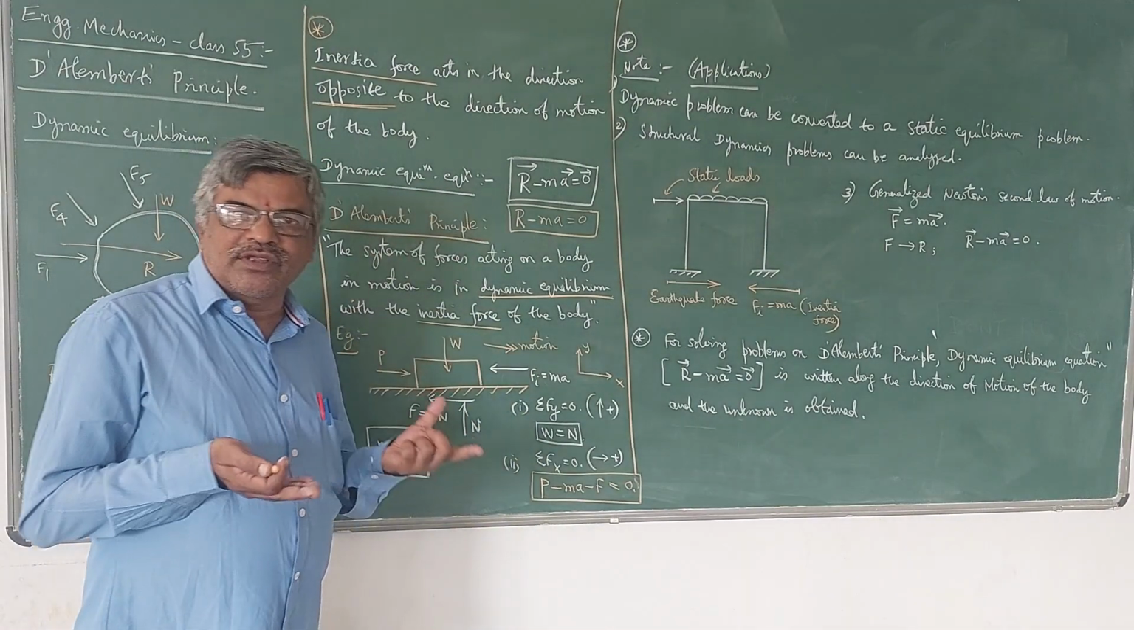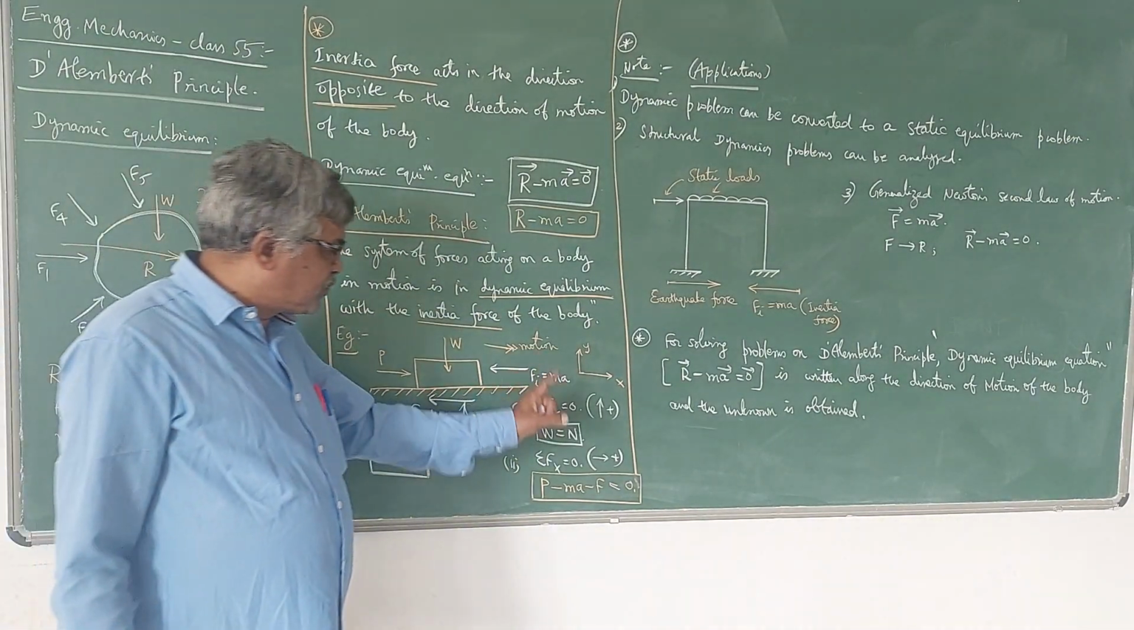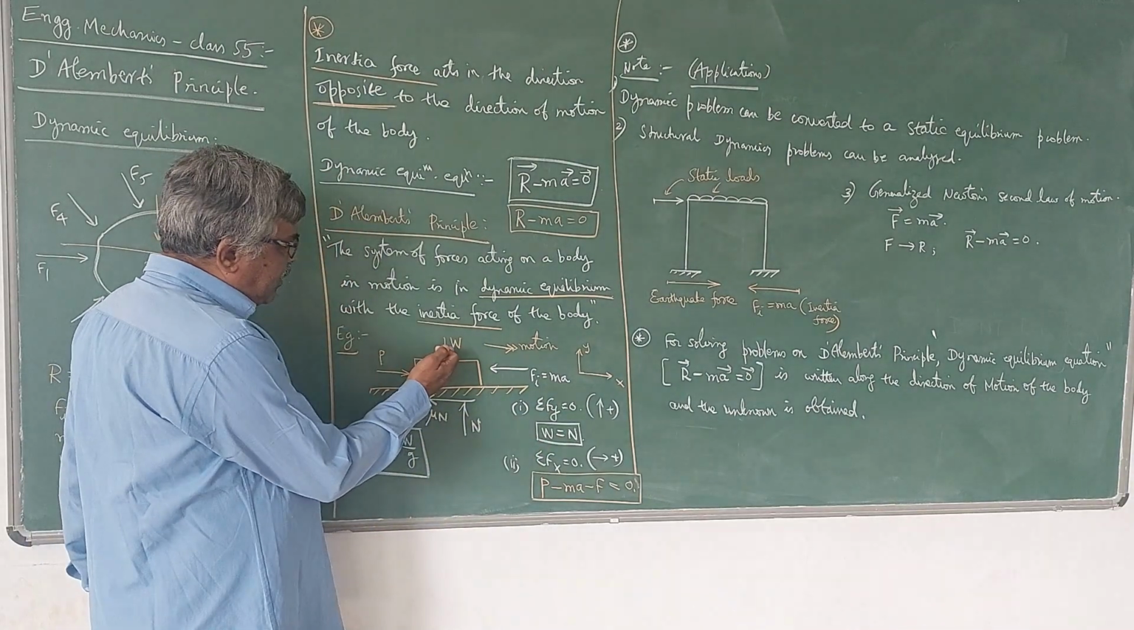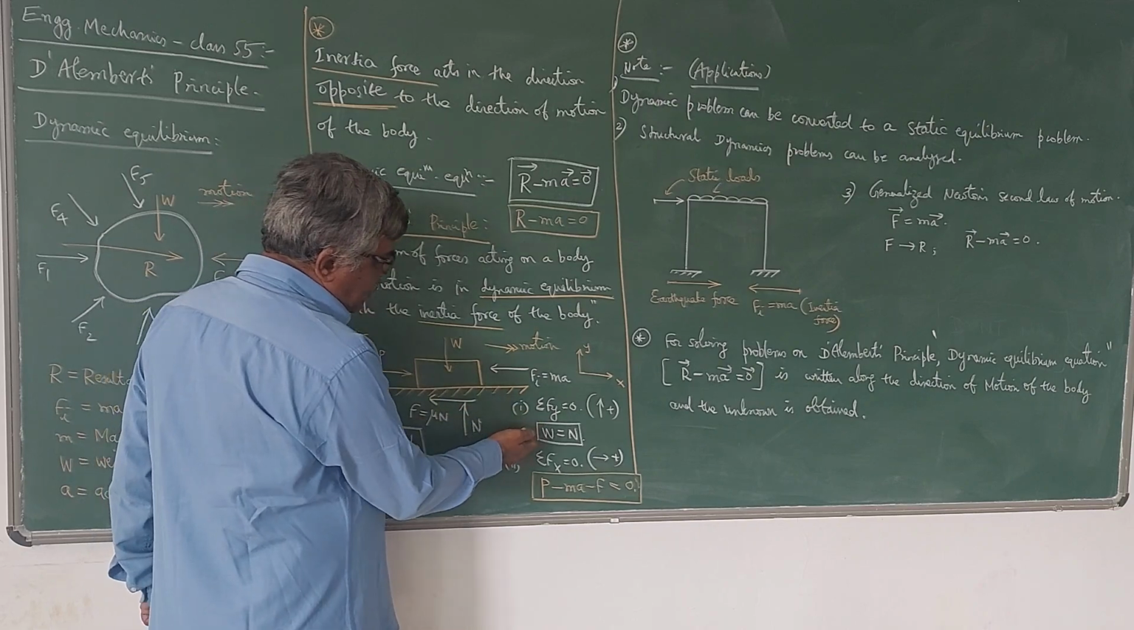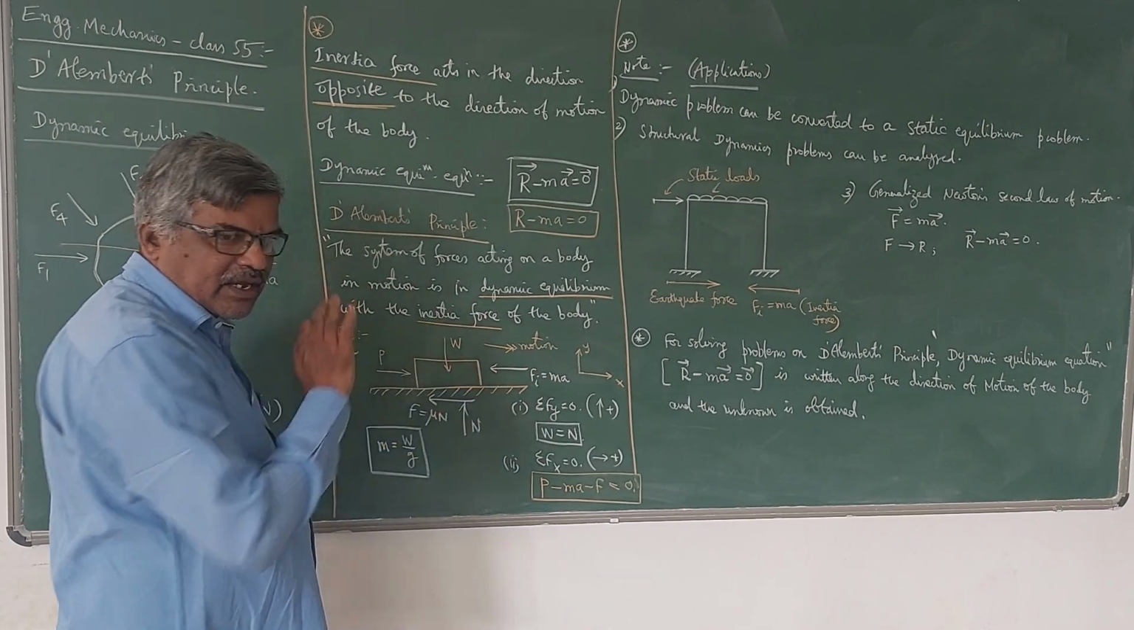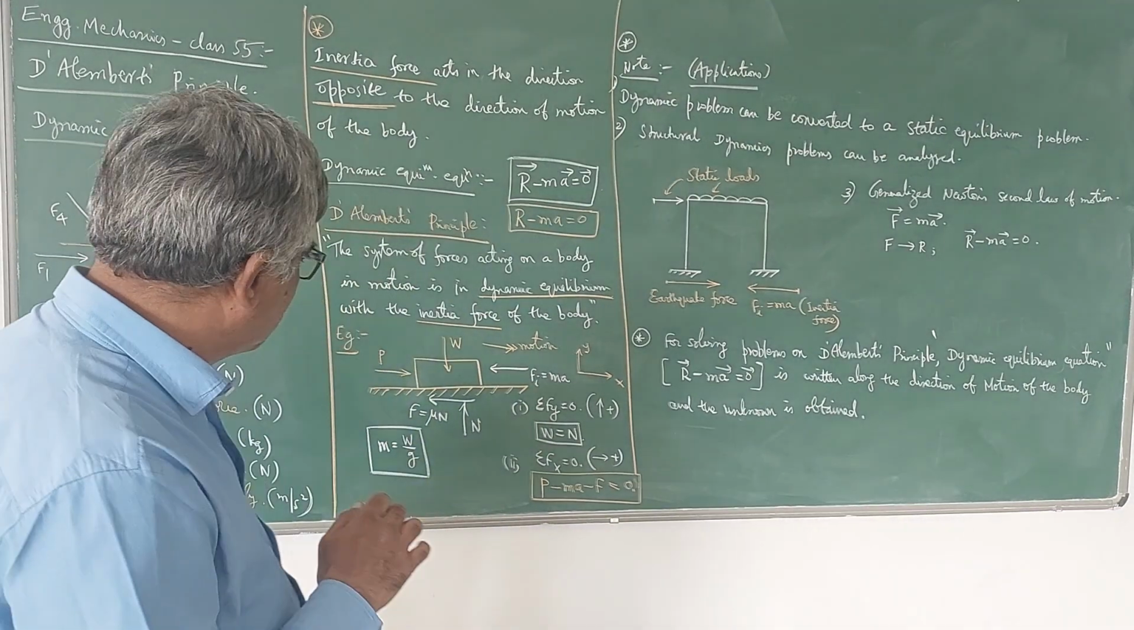As usual, using the sign convention towards right positive, upward positive. If you apply it, it will be W minus N is equal to 0. So W is equal to N. That is the vertical forces equation.